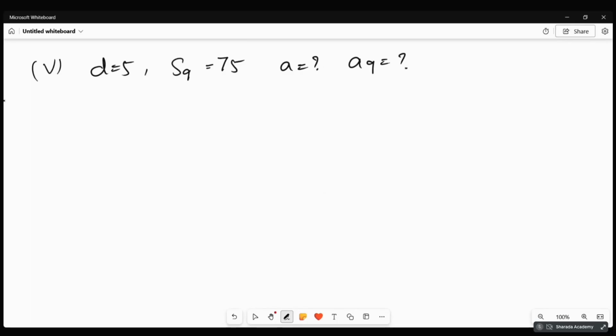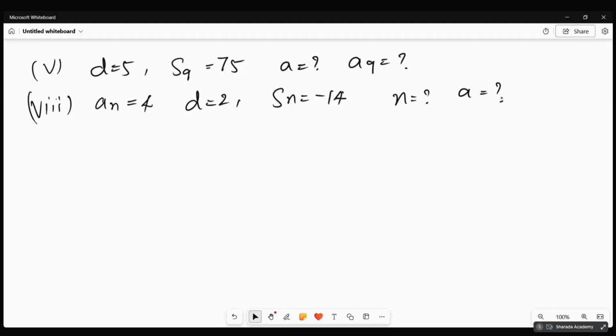Okay, we'll do the 8th one. One problem I will do. The rest in between you can do. Okay, 8th one, just see. Given: AN is equal to 4, D is equal to 2, Sn is equal to minus 14. Find n and a. This problem only, no? Yes, ma'am. An is 4, D is 2, Sn is minus 14. Find n and a. Okay.